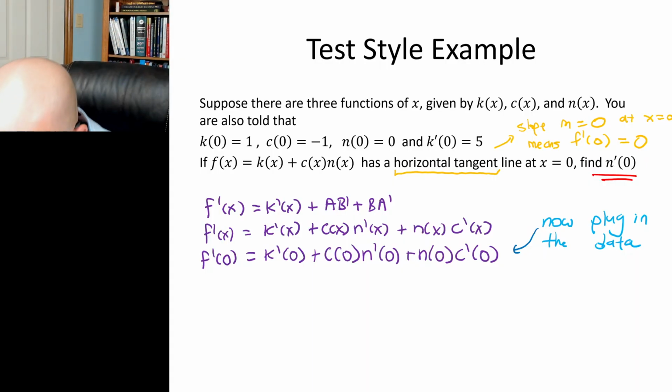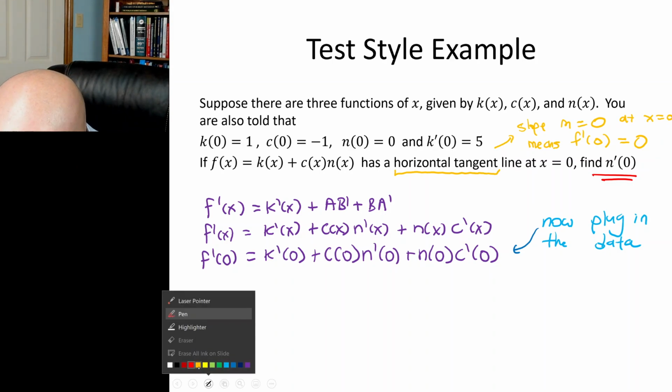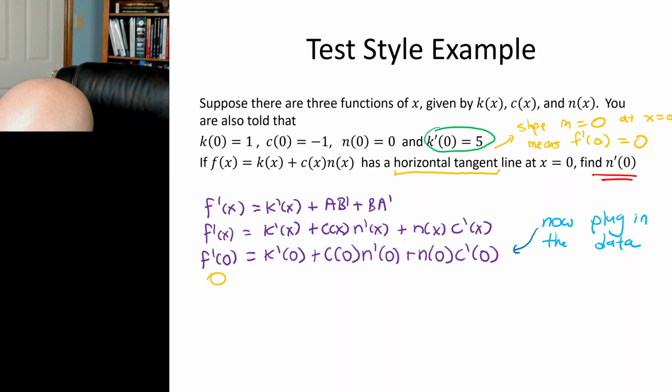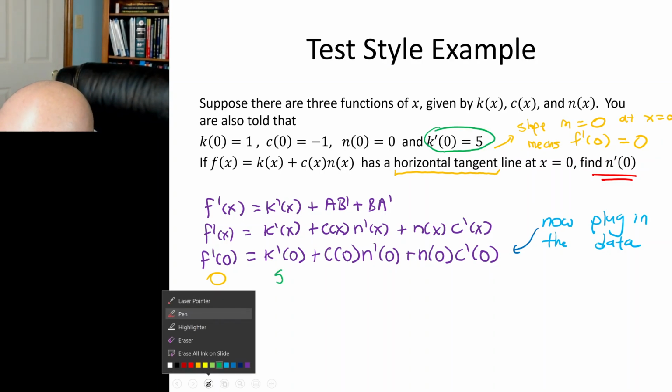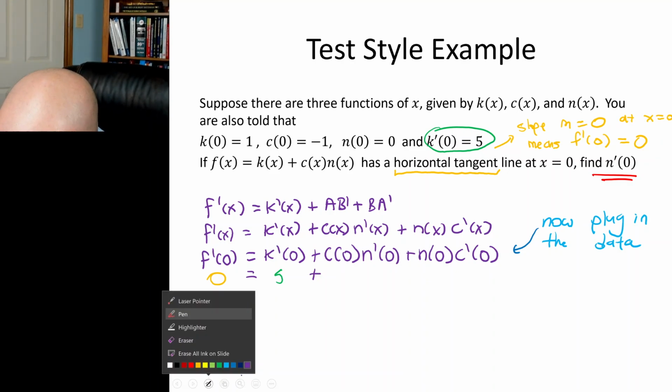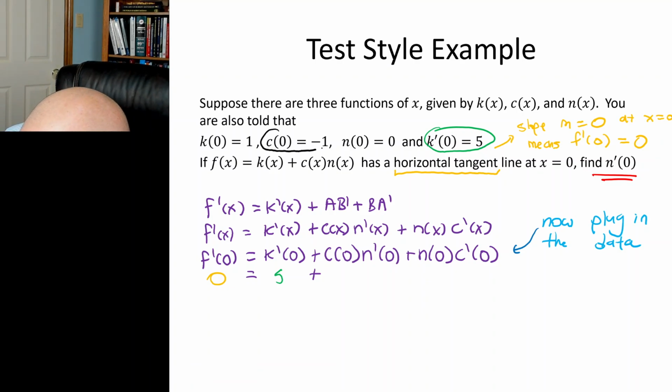Okay, so let's plug in the data. We have f prime of 0 is equal to 0, since it tells us that the function has a horizontal tangent line there. Then what else do we have? k prime of 0, that tells us is 5. I'll put a 5 there. c at 0 is -1. So I'll put a -1 there. n prime of 0 is the thing that we're after. Plus n of 0 is given as 0.